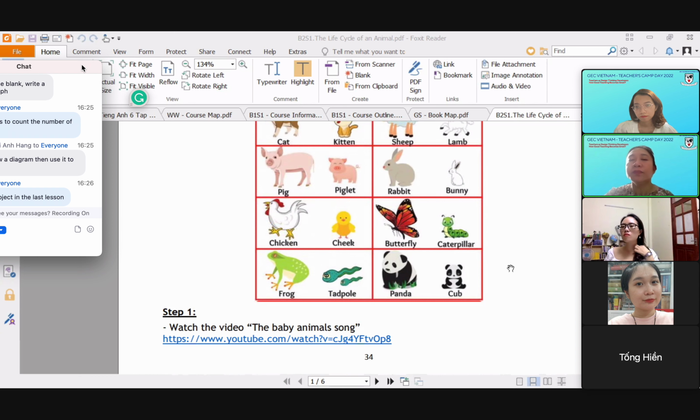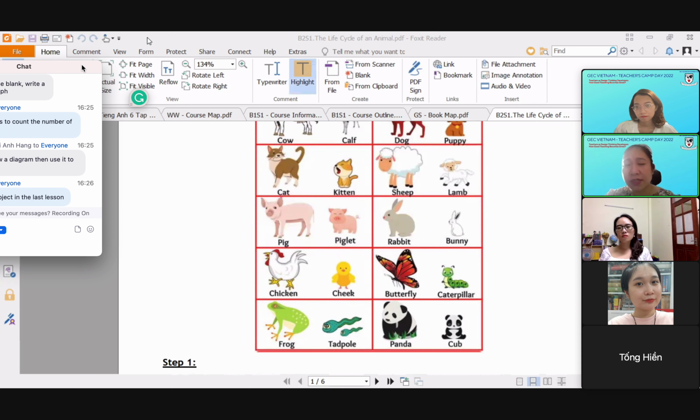So we will go to the sample plan where you can learn how to plan your ideas, particularly based on the backward design.